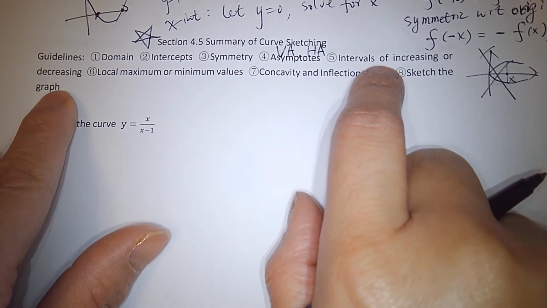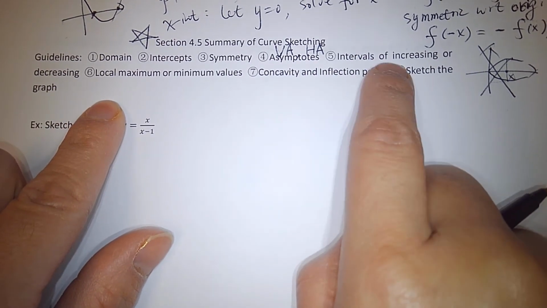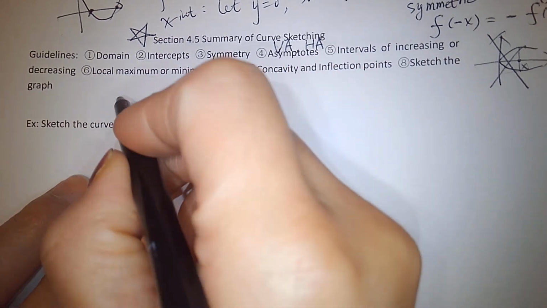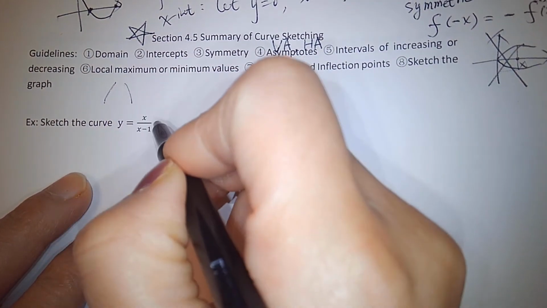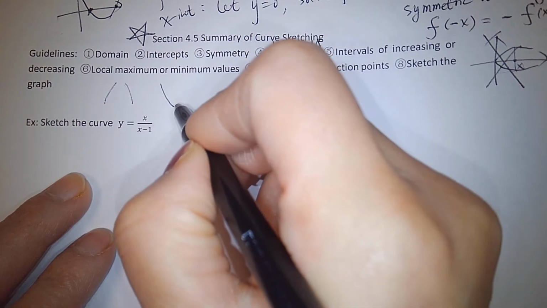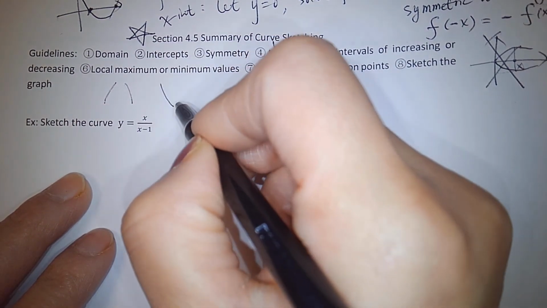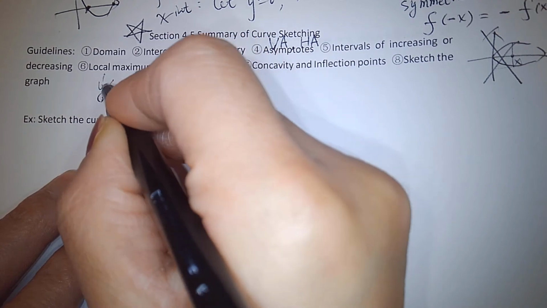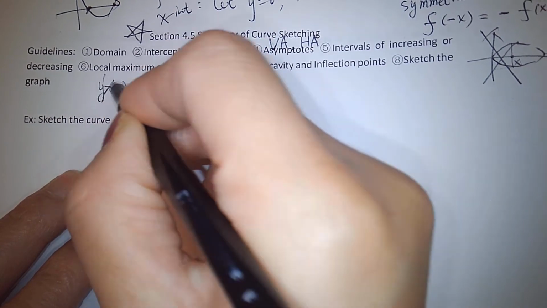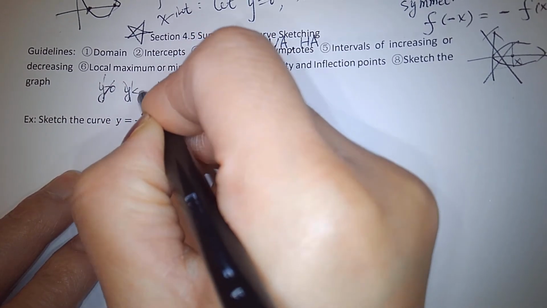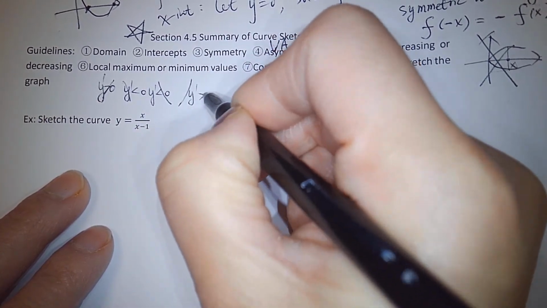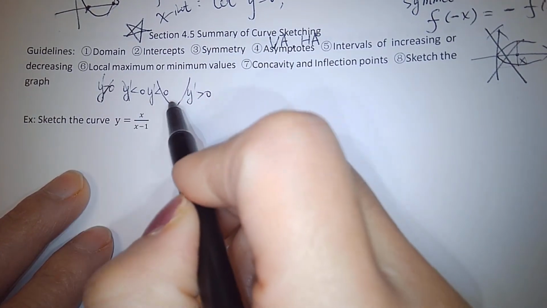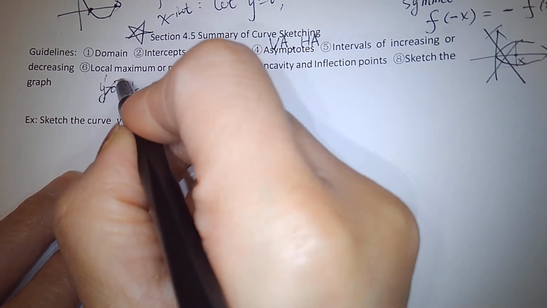And then if y prime is less than 0, has a negative sign, then we say f decreases on that interval, right? And if y prime changes sign either from positive to negative, we have a local maximum, or from negative to positive for y prime, okay? This is y prime greater than 0. This is y prime less than 0. This is y prime less than 0. This is y prime greater than 0. We may have a local maximum or local minimum here, okay?